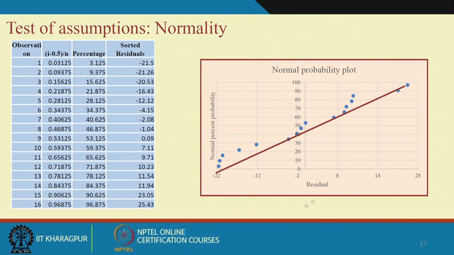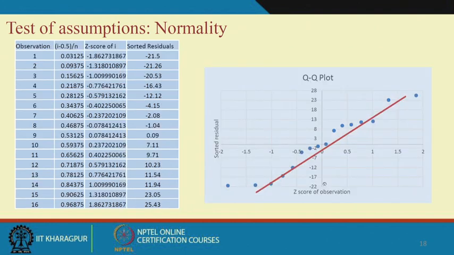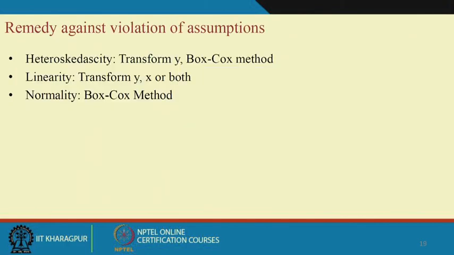Now, I talked to you about normality. Earlier I showed that for the residuals you use the normal probability plot, and if there is a straight line, and you use this formula i minus 0.5 by n, you will get a straight line, that is normal. Another one is residual versus Z score, the quantile plot. This quantile plot is also showing some kind of normality. It is not deviating from normality much.